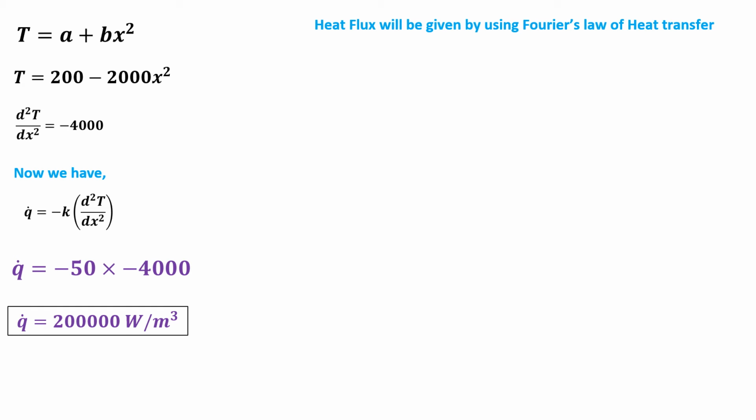Now in part B, we have to calculate the heat flux, and heat flux will be calculated using Fourier's law of heat transfer. It simply states that q double dash is equal to minus k dT over dx. q double dash is the heat flux, which is heat transfer per unit perpendicular area. k is the thermal conductivity. dT over dx is the temperature gradient in x direction.